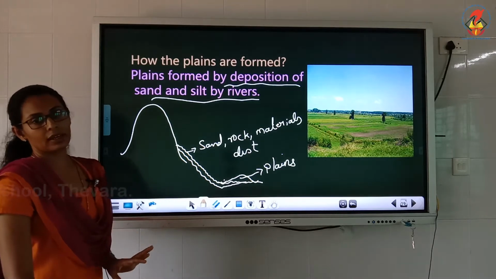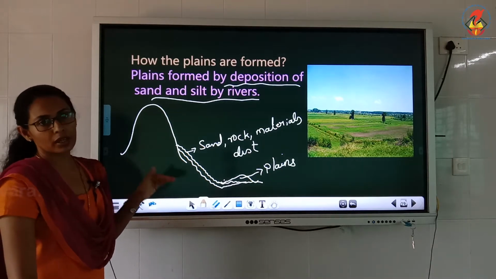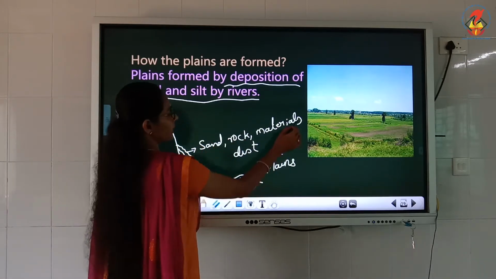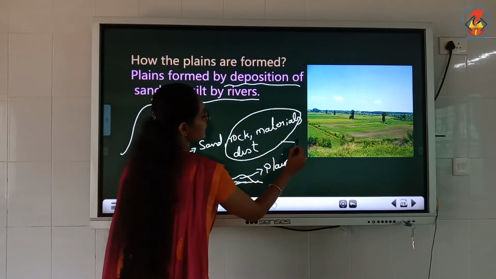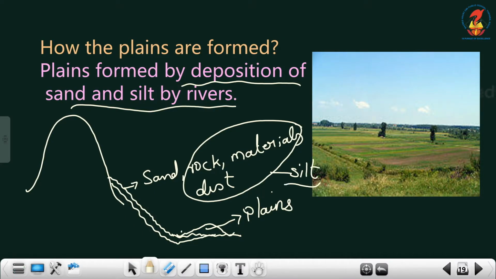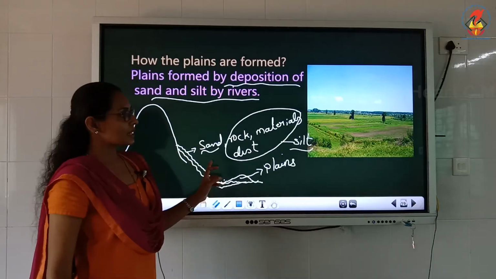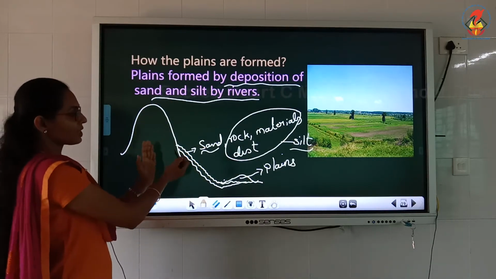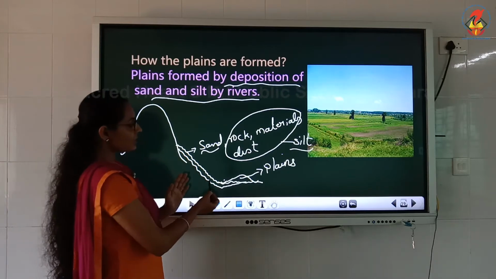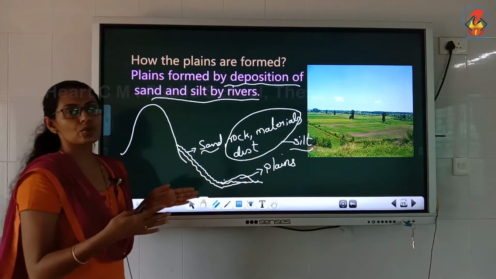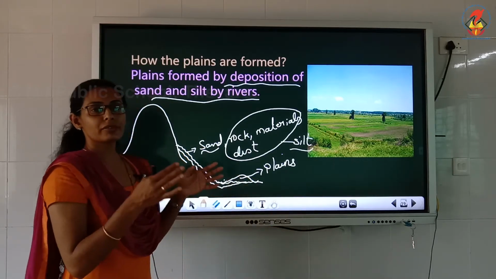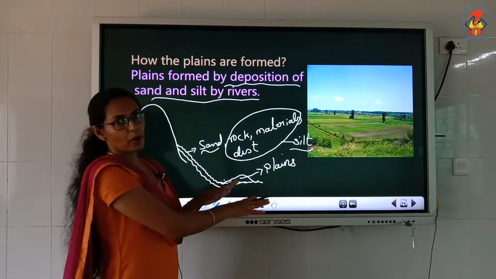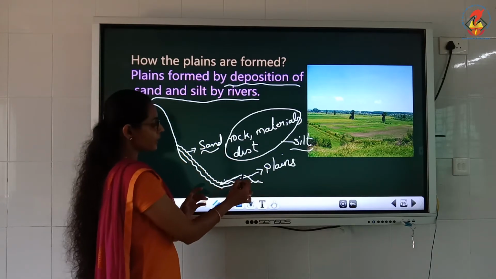Particularly in our North India, plains are formed because of the rivers, because the rivers are carrying sand and silt, these things all together known as silt. Silt and sand together form plains. When the river came from the mountain area, it carried sand and silt. When the river speed is low, when it reaches any low-lying area, the speed of the water is getting low. At that time, it deposits. These rivers deposit sand and silt in a particular area.